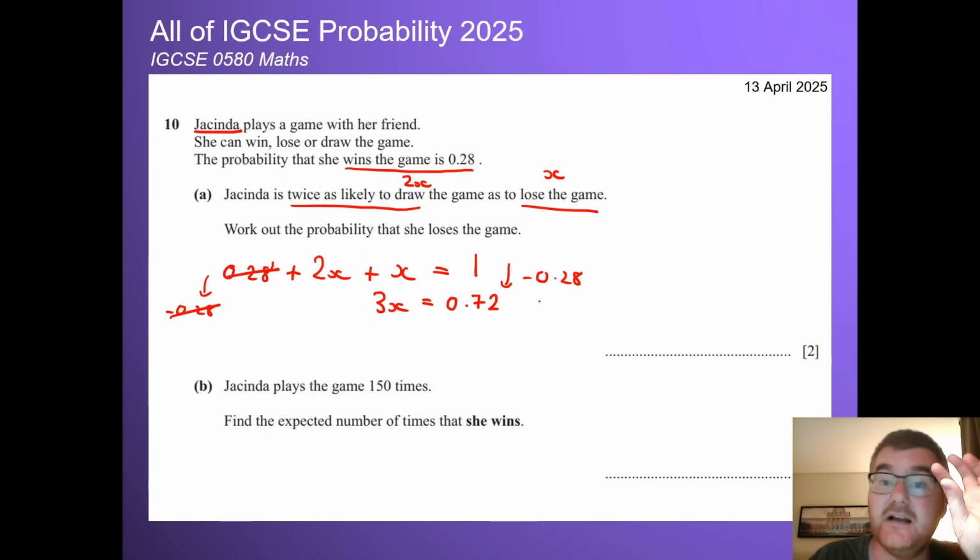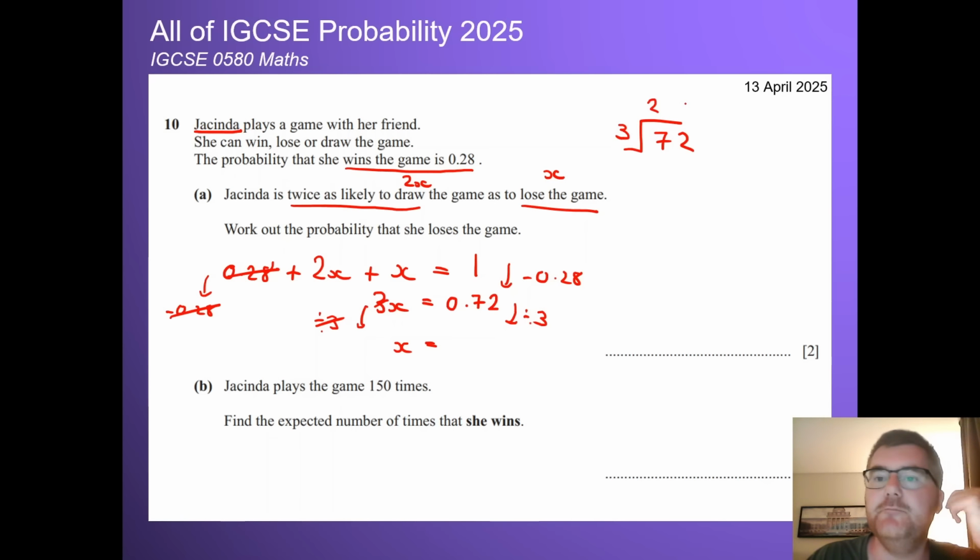Again, you can always double check by adding them together, and then what's the opposite of timesing by 3? We divide by 3 on both sides. This cancels, giving us x, so the probability of losing, and then 0.72 divided by 3. Again, we can just do some bus stop. 3's into 7 go 2, remainder 1, 3's into 12 go 4. So we get our final answer here of 0.24. That gives us the 2 marks here.